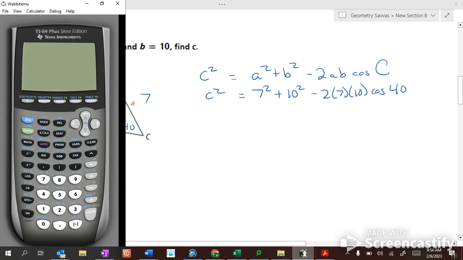Then I grab my graphing calculator. You guys grab your normal calculators. Unless you're Lindsay, then you can grab a graphing calculator. And go 7 squared plus 10 squared minus 2 times 7 times 10 cosine of 40.